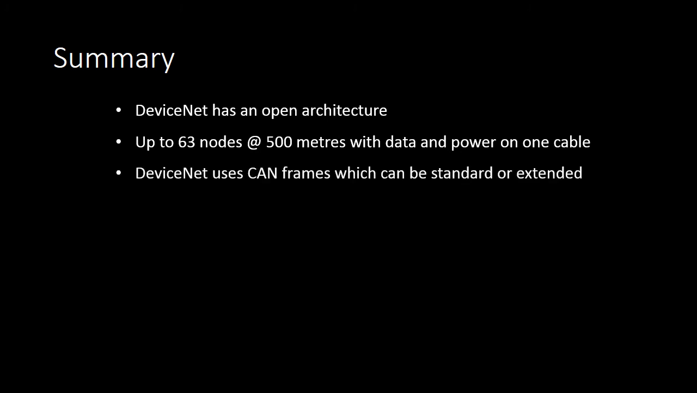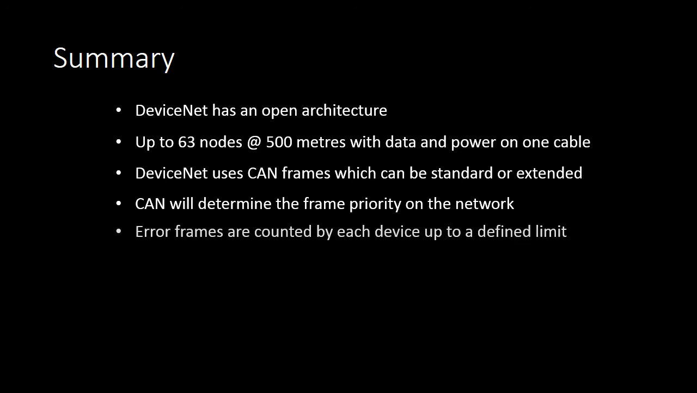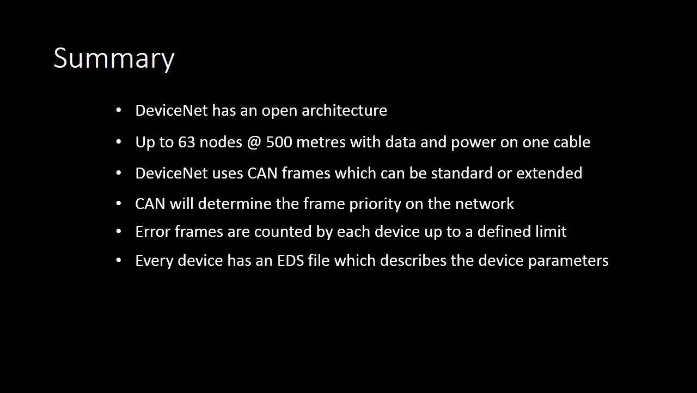Every DeviceNet product has a CAN chip which communicates using CAN frames at the data link layer. These can be 11-bit standard or 29-bit extended frames. CAN determines frame priority on the network with the dominant logical 0 gaining priority over logical 1 on the network. Error frames are counted and recorded by each device, which will remove the device from the network over a defined limit. Every device has a configuration file known as an EDS file to configure the device on the network.